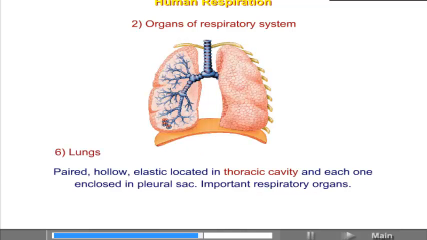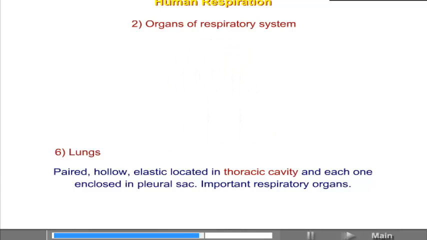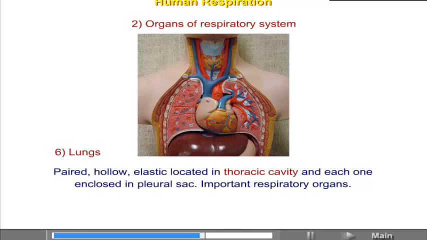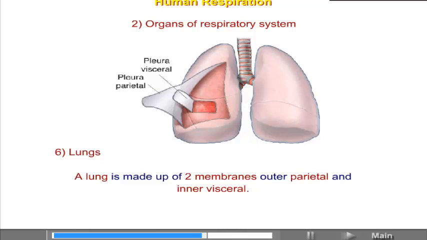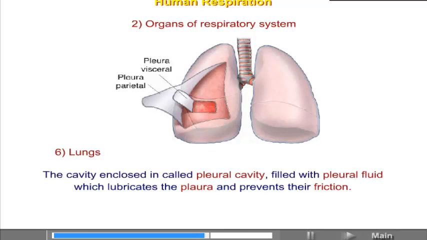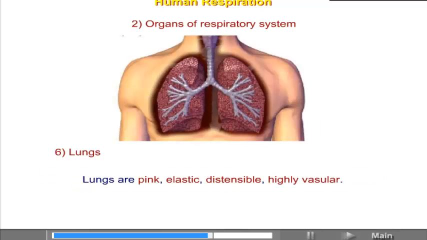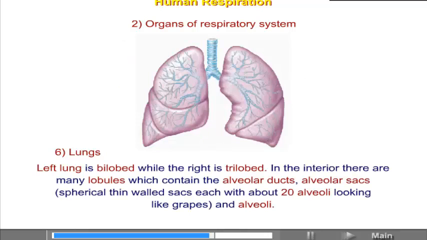Lungs, paired, hollow, elastic, located in thoracic cavity, and each one enclosed in pleural sac. Important respiratory organ. A lung is made up of two membranes, outer parietal and inner visceral. The cavity enclosed is called pleural cavity, filled with pleural fluid, which lubricates the pleura and prevents their friction. Lungs are pink, elastic, distensible, highly vascular. Left lung is bilobed, while the right is trilobed.